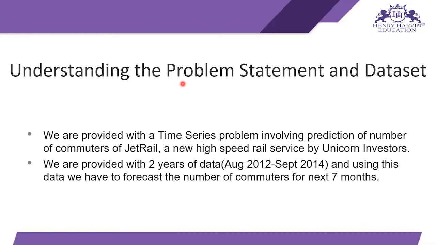First, we are provided with a time series problem involving prediction of the number of commuters of Jet Rail, a new high-speed rail service by Unicorn Investors. We are provided with 2 years of data, August 2012 to September 2014, and using this data we have to forecast the number of commuters for the next 7 months. So that is our problem statement and that is our data set.